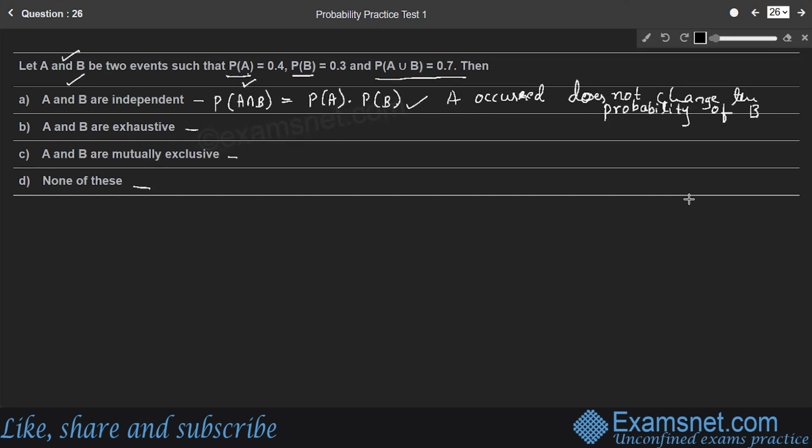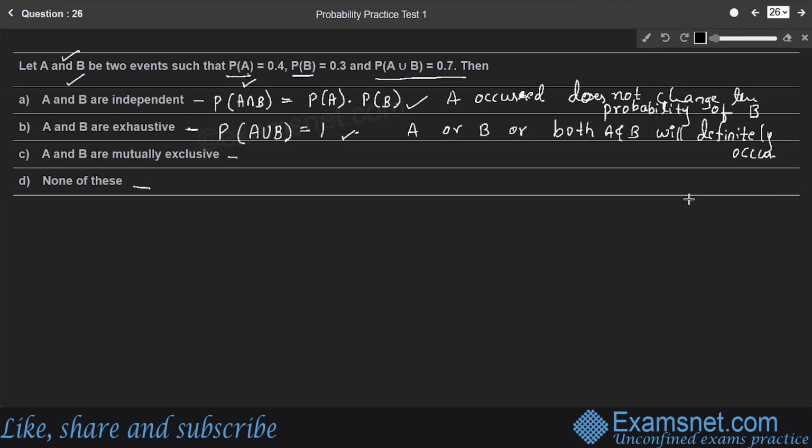The second option is A and B are exhaustive. A and B are exhaustive only when the probability of A union B is equal to 1. Exhaustive means either event A or B, or both, will definitely occur. Then we can say A and B are exhaustive. It is possible only when P(A union B) is equal to 1.